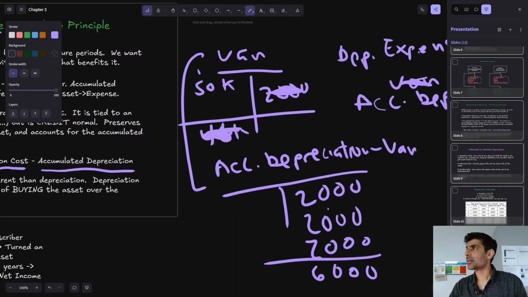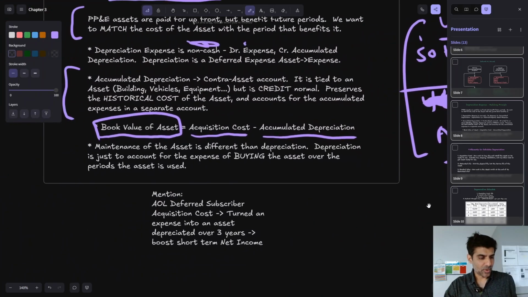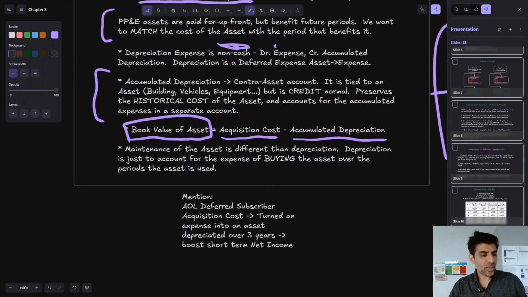44,000. Exactly. Okay, good. Also a key thing to remember: maintenance expenses, like for my van, doing the oil change, washing it, changing the brakes, all those maintenance items are a different expense. Depreciation expense is just accounting for the cost of buying that asset. So keep that in mind. Maintenance expense and depreciation expense are two different things.